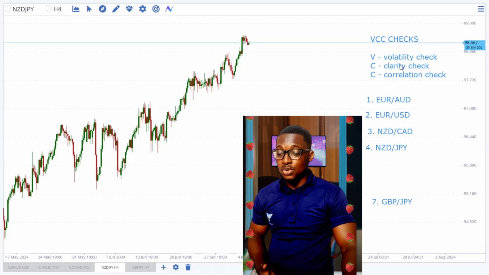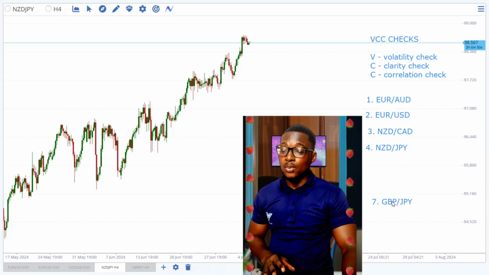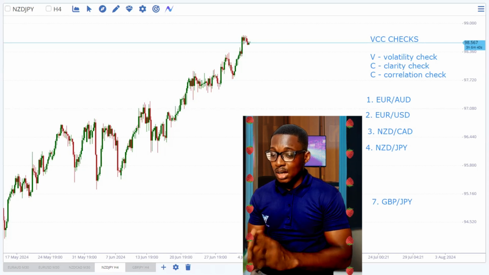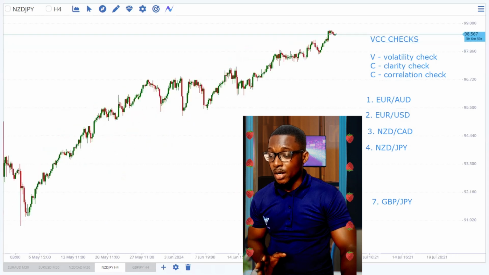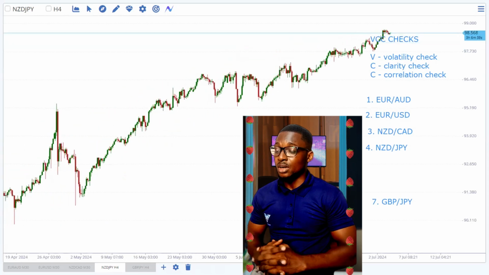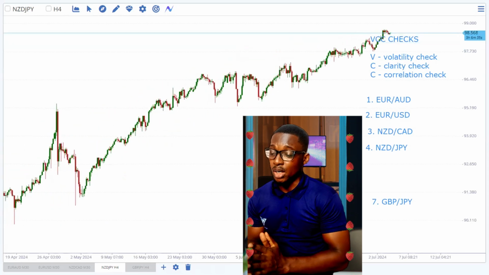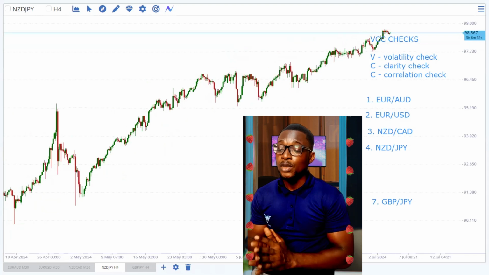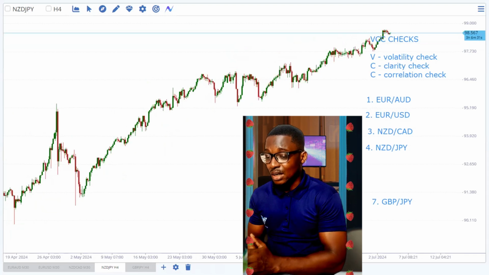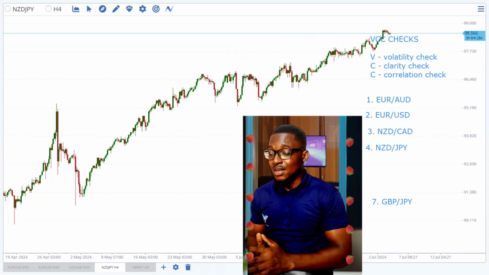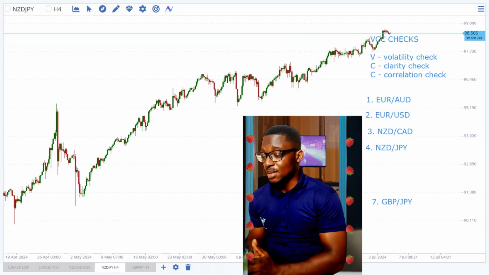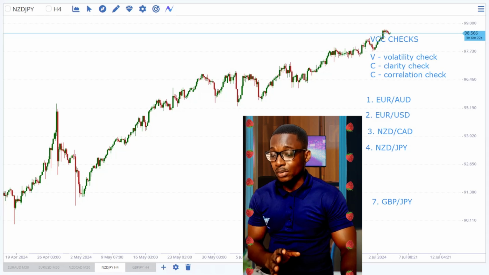The next check has to do with the clarity check. So what is the clarity check? Clarity check is all about applying your analysis concepts. Clarity has a lot to do with visuals, right? It depends on the type of trader that you are or the system that you trade. If you're a technical trader, price action trader, or fundamental trader, you need to apply your system of analysis to know if a market is clean enough for you, or easy for you to apply your trading system to. That is all about clarity.